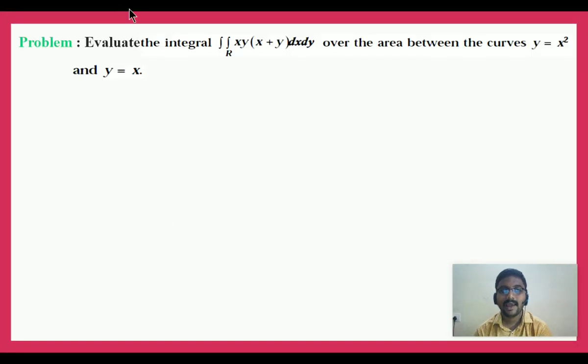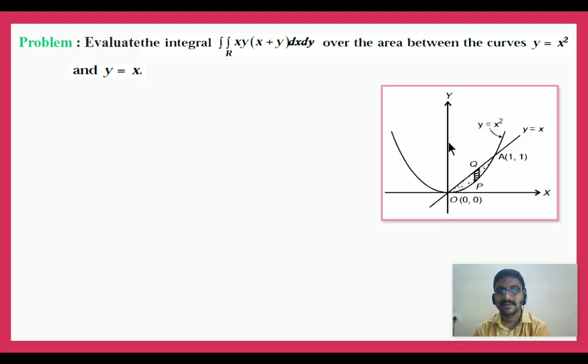Another problem: evaluate the double integral over R of xy into x plus y dx dy, over the area between the curves y equal to x square and y equal to x. This is the rough sketch of the region. Y equal to x square is the parabola, and y equal to x is the line which passes through the origin. So the dotted part is the closed region.